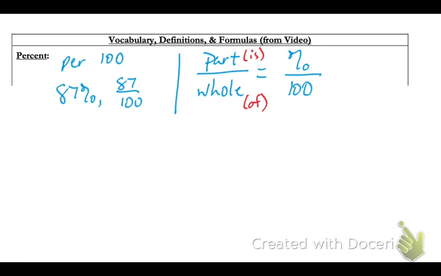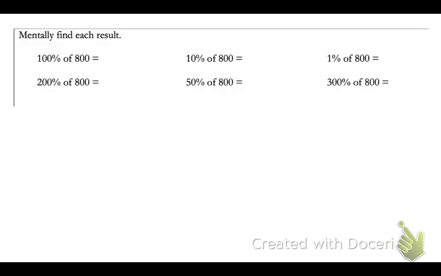Let's look at some problems where we'll try to figure this mentally. All right, 100% of 800. 100% means that you are taking it all. So if you have all of 800, that is simply just going to be 800. Now let's move to the right. So 10% of 800, think of that as a tenth. Or you can also think of it as what number times 10 would give me 800. Well, of course, that would be 80.